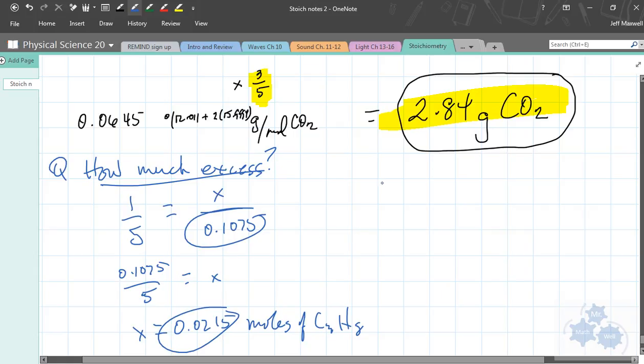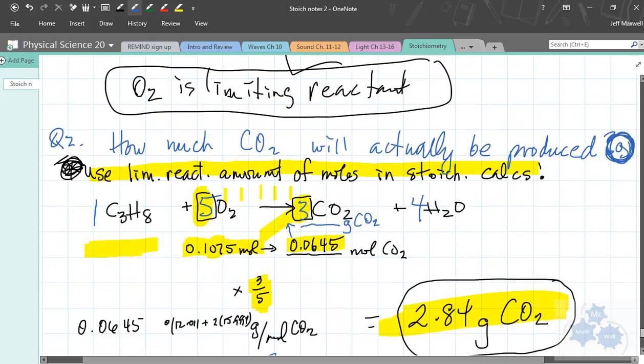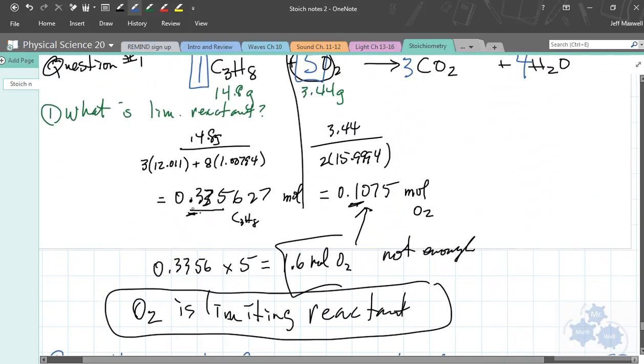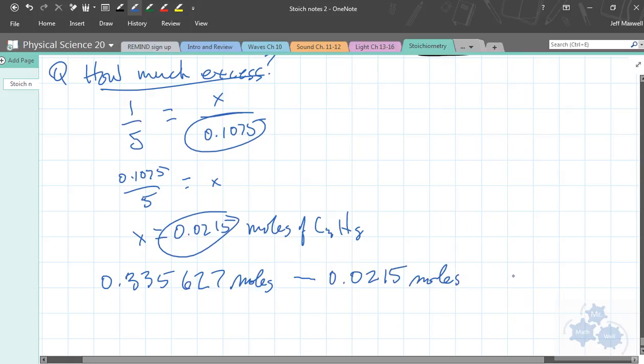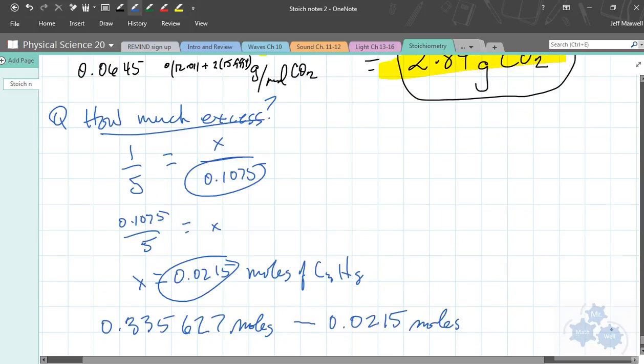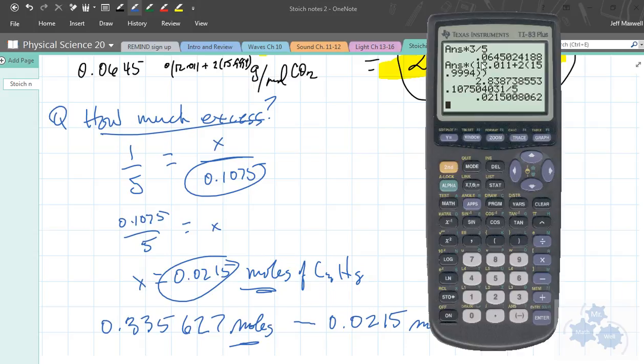Then you would simply go, what am I given for the propane? This number right here, 0.335627 moles, minus 0.0215 moles that are actually going to get used. So the question was, didn't we have 14.8, but that was grams, and we need to use moles because this is moles here, so we need to use the moles that we calculated. And then when you do that subtraction, that's going to be your leftover, right?